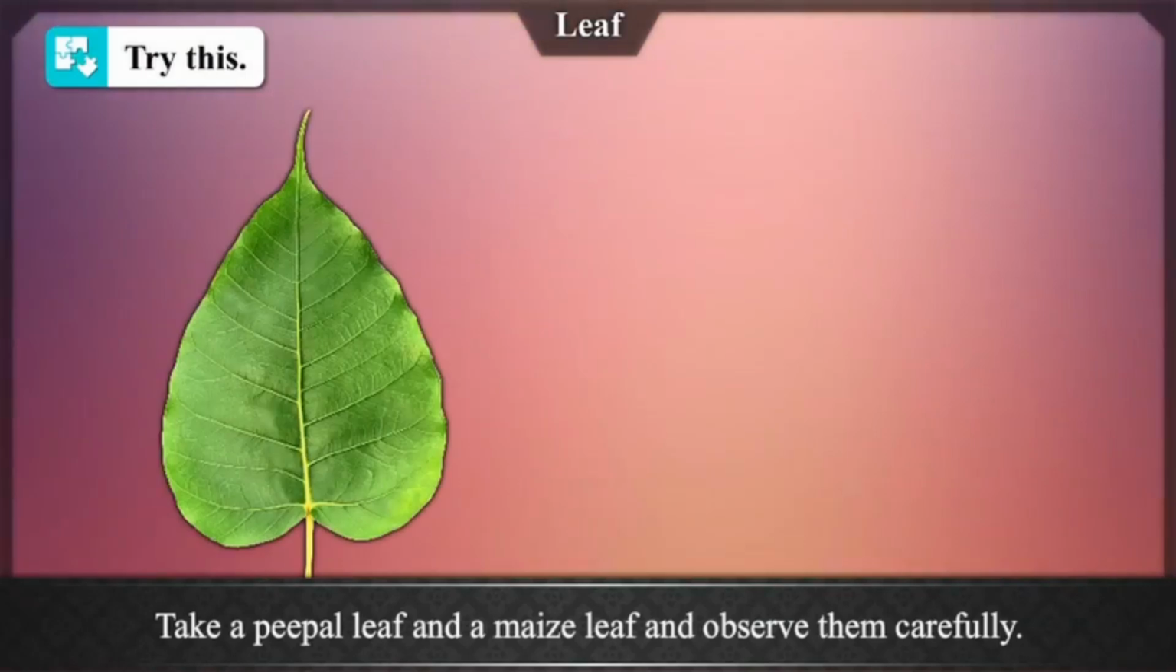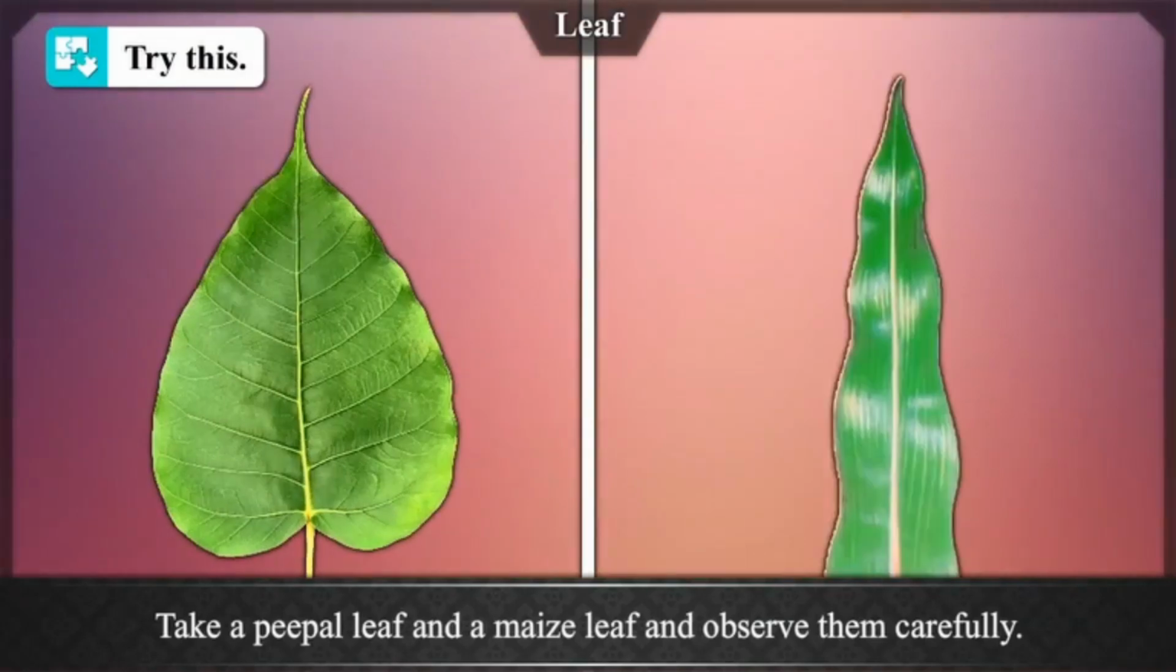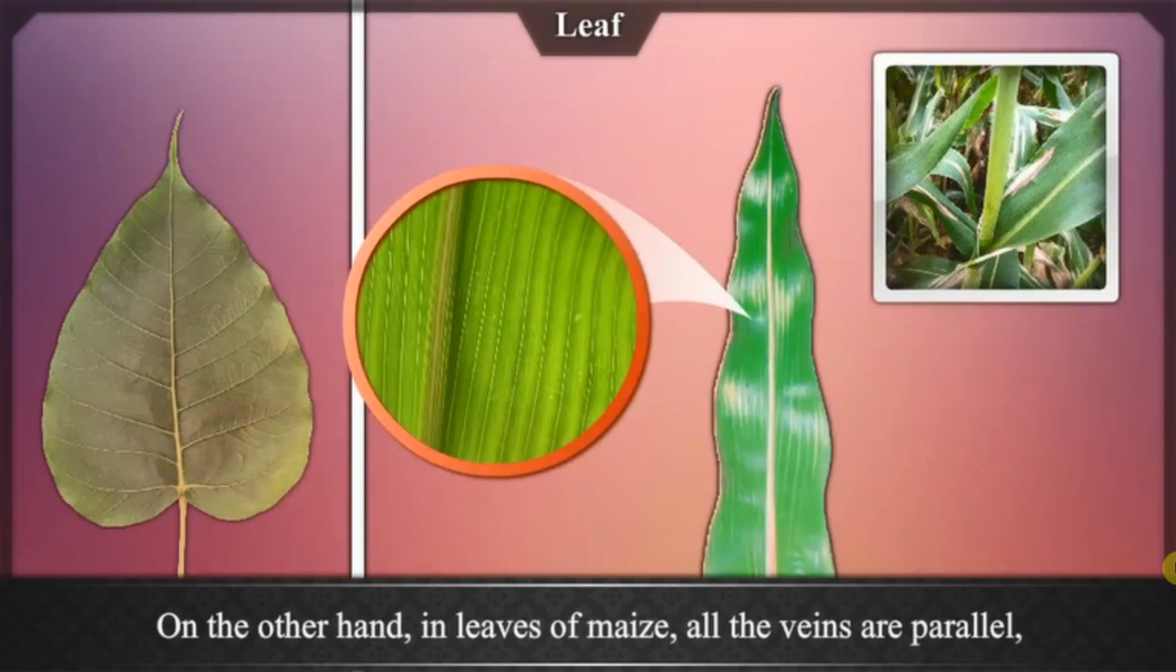Try this. Take a peepal leaf and a maize leaf and observe them carefully. The peepal leaf is divided into two equal parts by a single midvein which lies along the midline of the leaf blade. Secondary veins arise from the midvein. In the maize leaf, all the veins are parallel, running from the leaf base to the leaf apex. Thus, the peepal leaf blade has reticulate venation and the maize leaf blade has parallel venation.